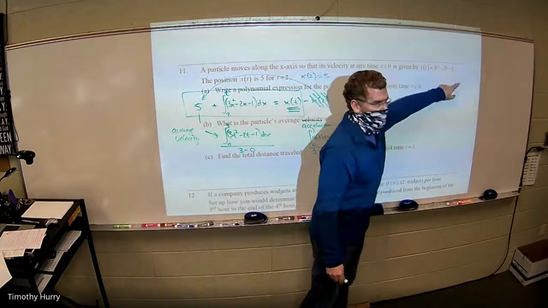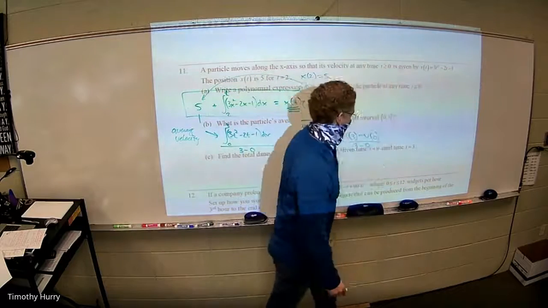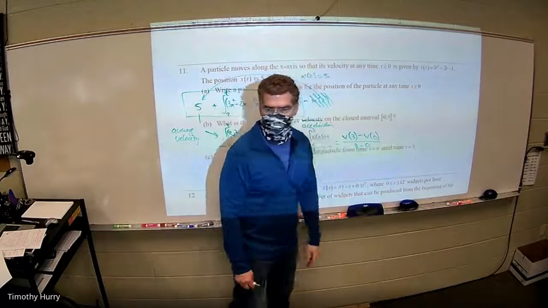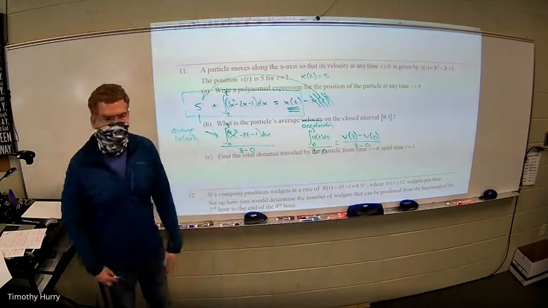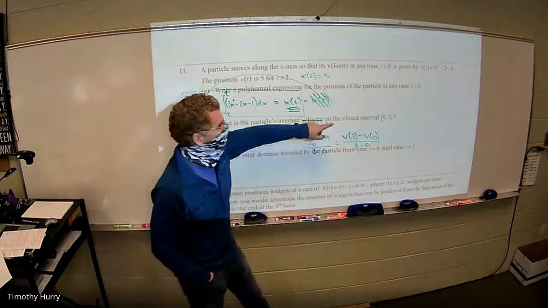27 minus 6 minus 1 is 20. Plug a 0 in there. Negative 1. 20 minus a negative 1 is 21. 21 over 3 is 7. So I would have my average acceleration. And I can find both of those given the velocity equation.